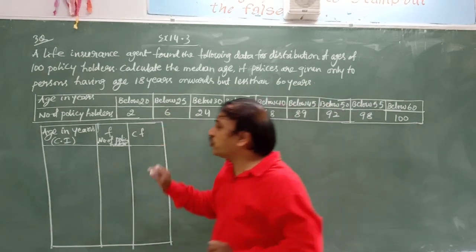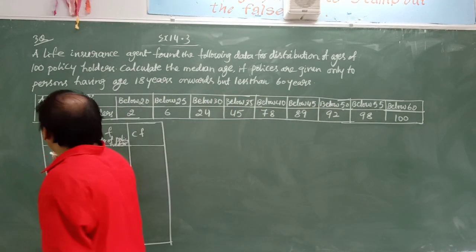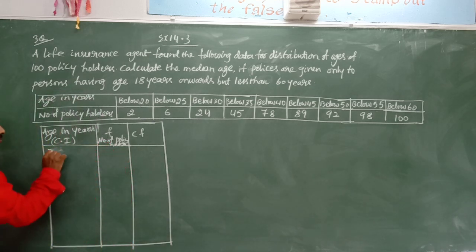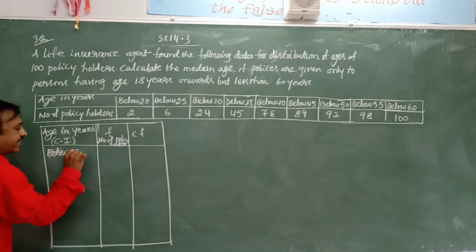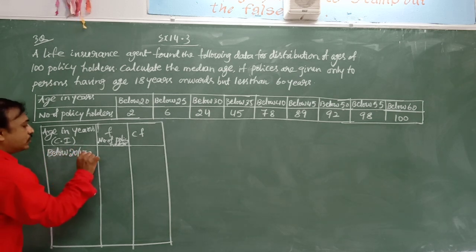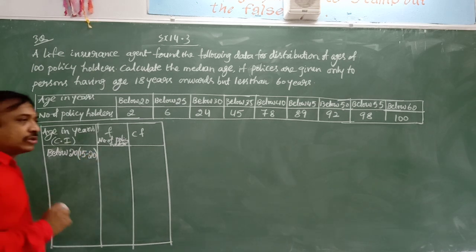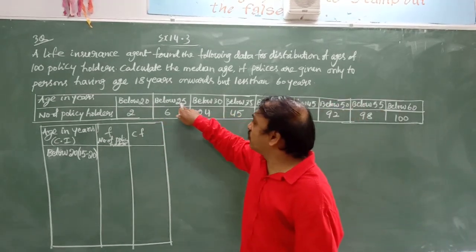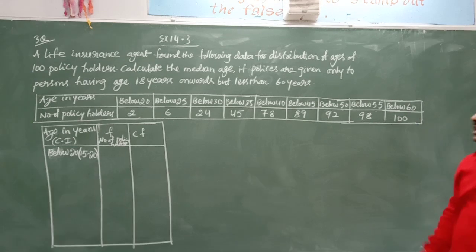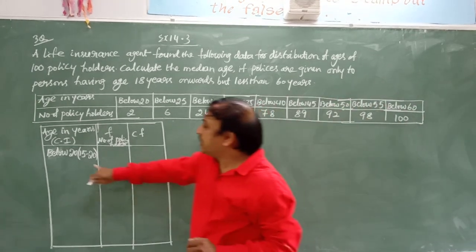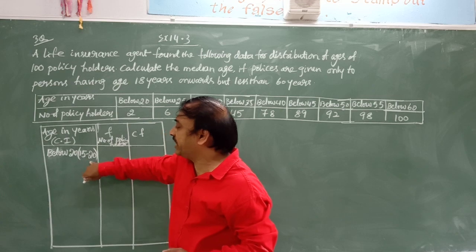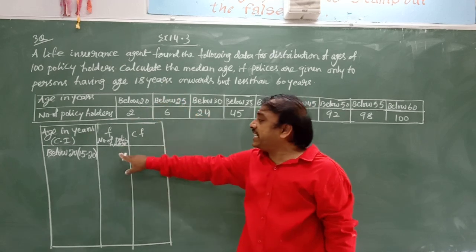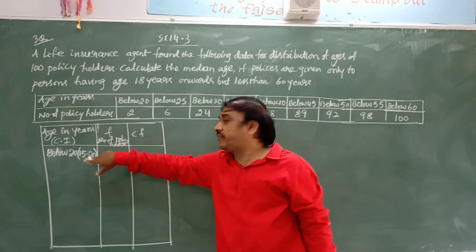So first, below 20 we start, right? Below 20 you can write as 15 to 20, then next 20 to 25, 25 to 30, like that, 30 to 35. So below 20 means 15 to 20. Observe it. I wrote 15 to 20 and the policy is starting from age 18 years. So age 18 years lies in this class interval 15 to 20.